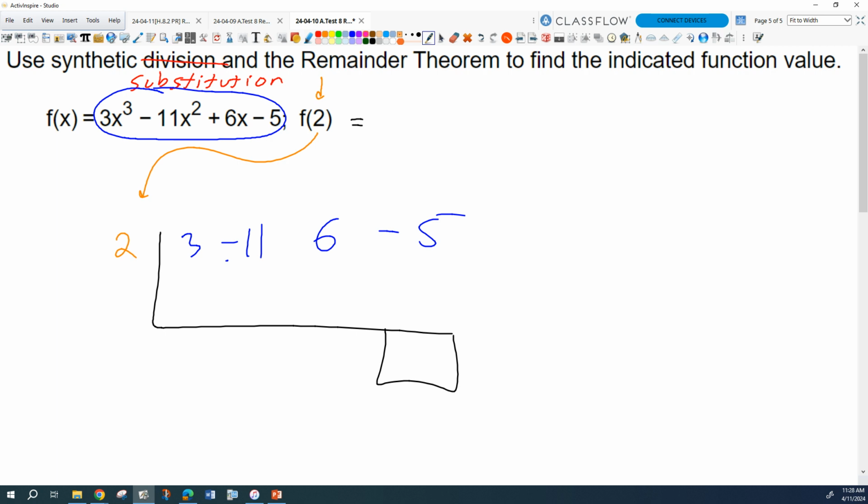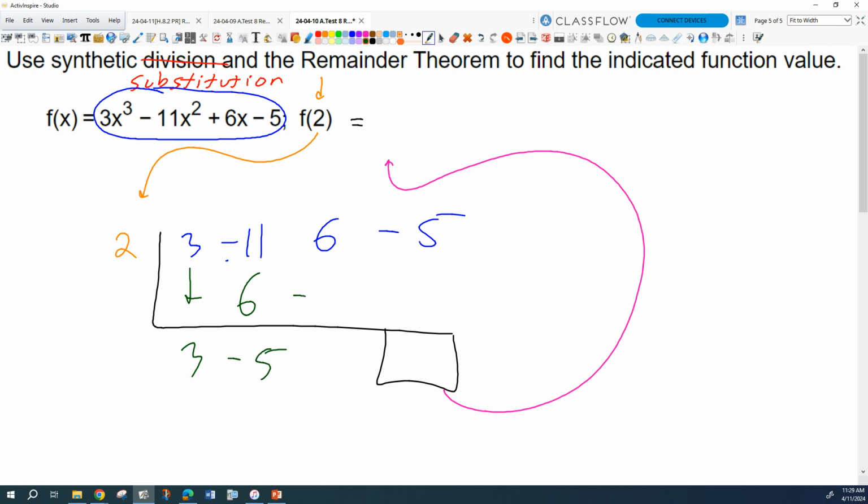Where am I going to get the answer from my synthetic process? It would be the remainder box. Whatever's in the remainder box is the answer, right? So if we drop the 3 down, 3 times 2 is 6, plus negative 11 is negative 5. Times 2 is negative 10, plus 6 is negative 4. Negative 4 times 2 is negative 8. Add those up and what do I get? Negative 13. That's all you've got to put in. And so that's my answer.